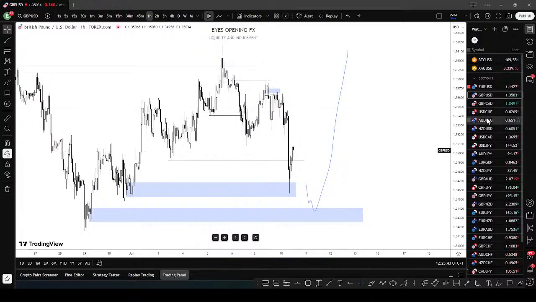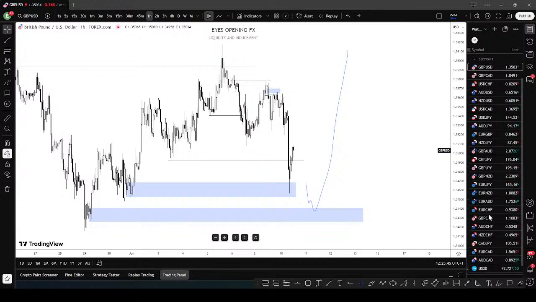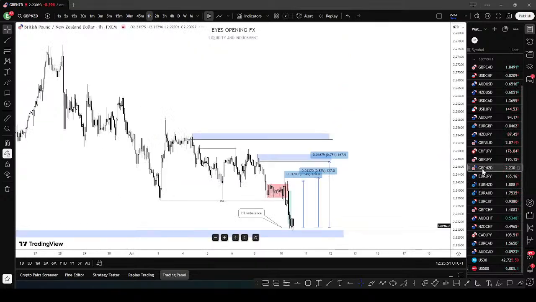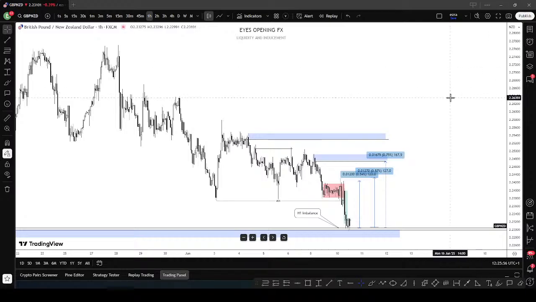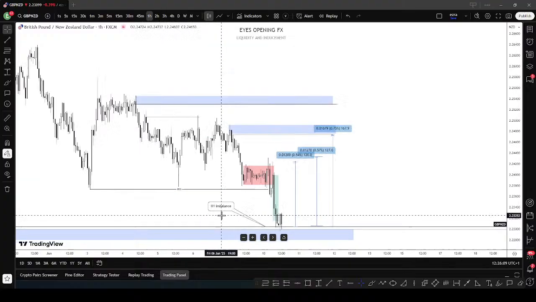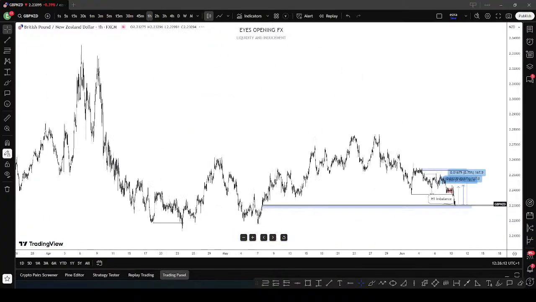So another pair we'll be looking at, let's look at this pair before we come back to these USD pairs. Let's look at this pair I gave an outlook on, which is GBP New Zealand. Let's see if we can have an entry on a lower time frame within this pair. Okay, so right here we have my major POI.